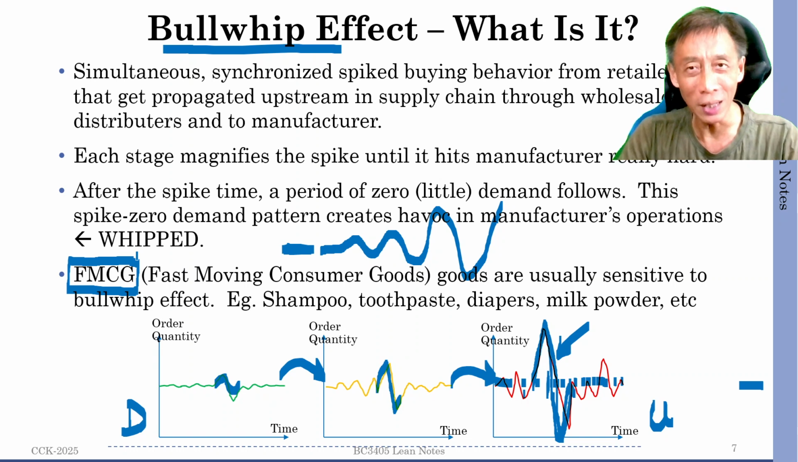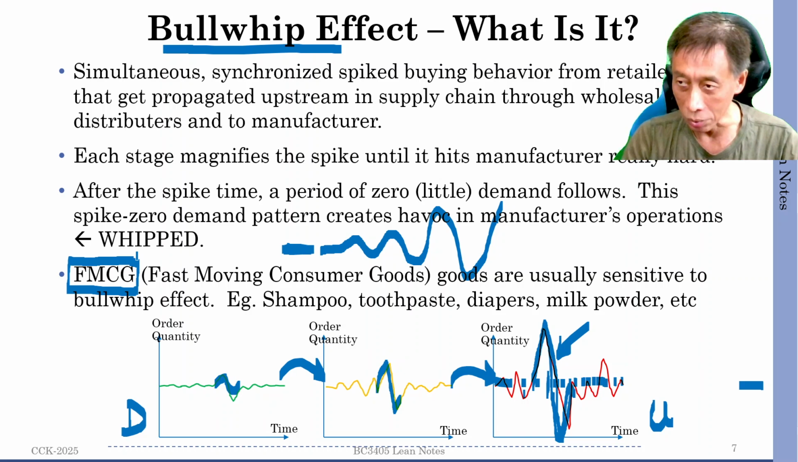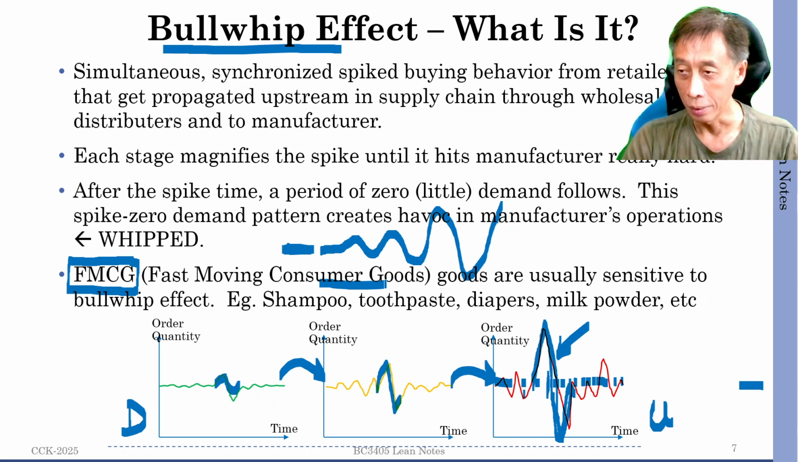So something is happening that the manufacturer is not able to understand, or is making the wrong assumption about how their FMCG goods are being used. So FMCG goods, diapers are one of them, as I mentioned. For P&G, their brand is called Pampers, right?